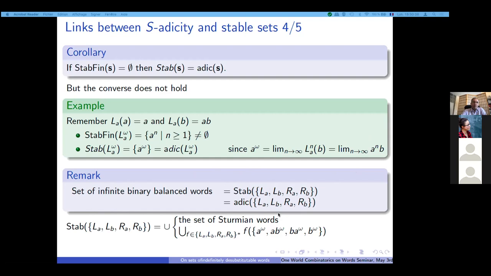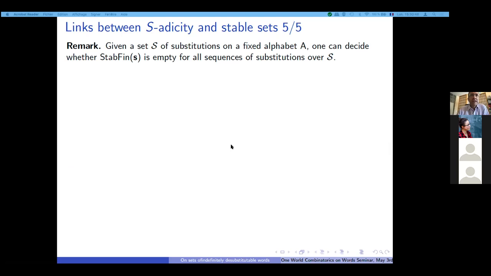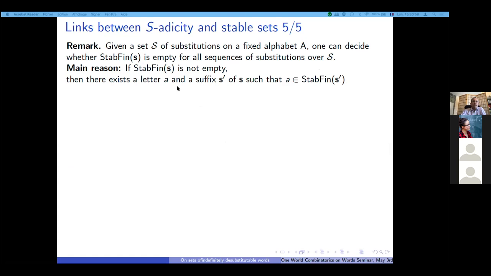So there is a natural question arising from this corollary, which follows the remark that, given a set S of substitutions, one can decide whether the set Stabfin of S is empty for all sequences of substitutions. The main reason is that if Stabfin of S is not empty, there exists a letter A on a suffix S prime of S such that A belongs to the set of finite words that can be indefinitely desubstituted using the sequence S prime. So we have just to consider letters, and this substitution can be represented by a finite graph, and it is easy to determine whether there is a path, an infinite path, in the graph.